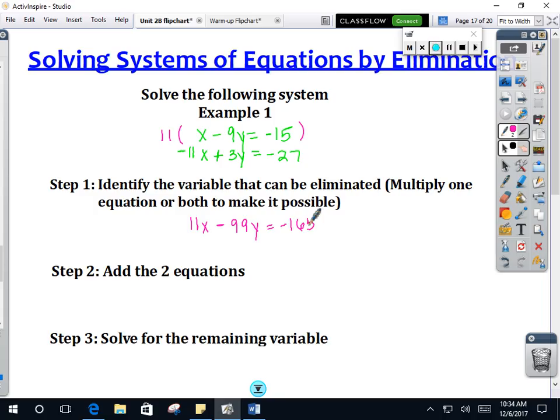Yes, because you're being consistent. You're doing it to the entire equation. You multiply by any number you want.